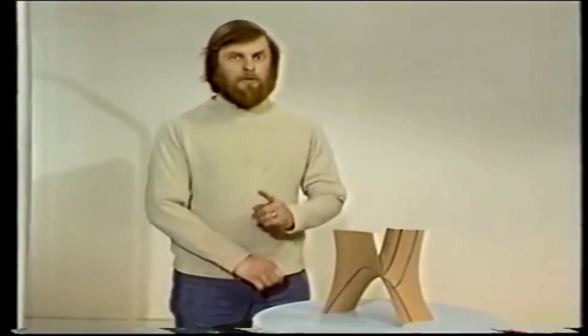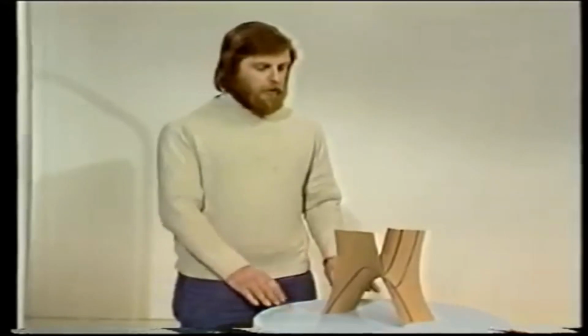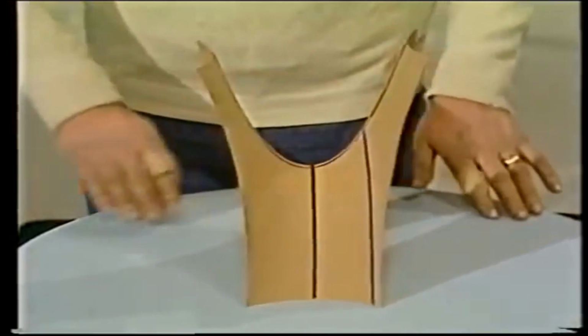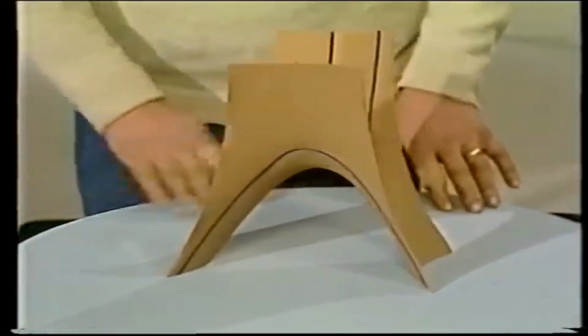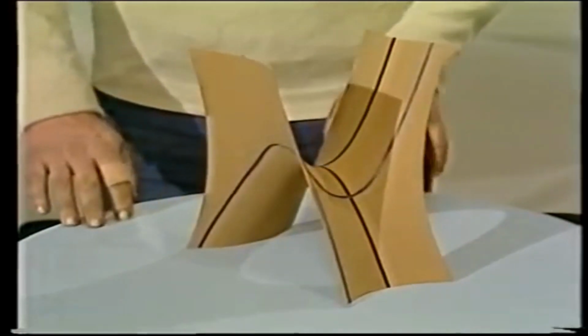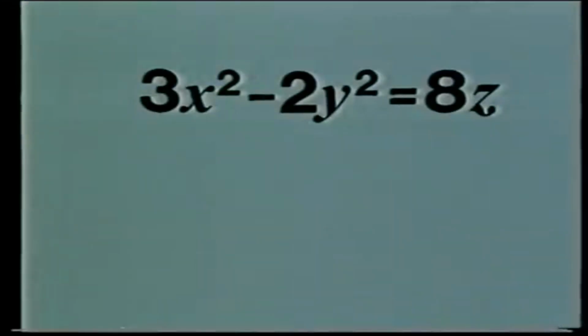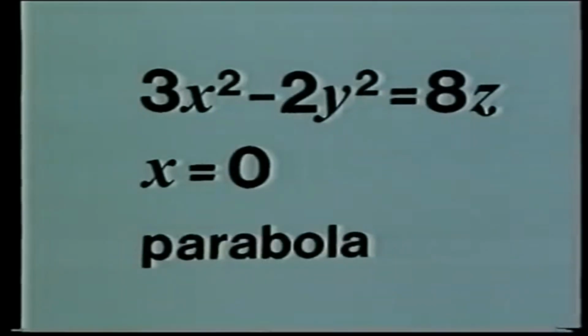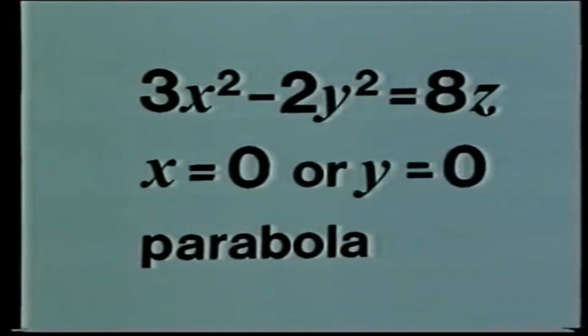Well, that was when both the coefficients a and b were positive. Let's try and see what happens when one of them is negative. In fact, we get this curious saddle-shaped surface. Now, it's quite a complicated surface, and it's worth some explanation. The equation of this one is 3x squared minus 2y squared equals 8z. If you put x equals 0, you can see you'll get a parabola. And similarly, if you put y equals 0, you'll also get a parabola.